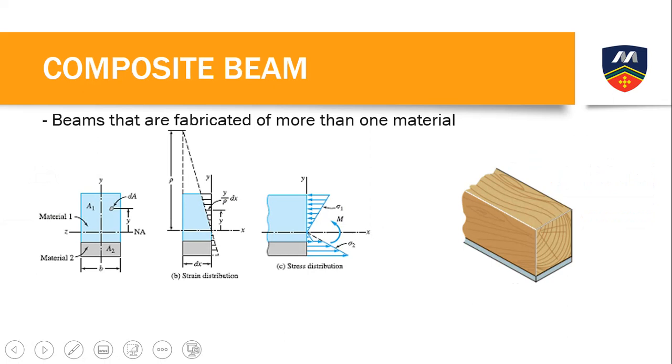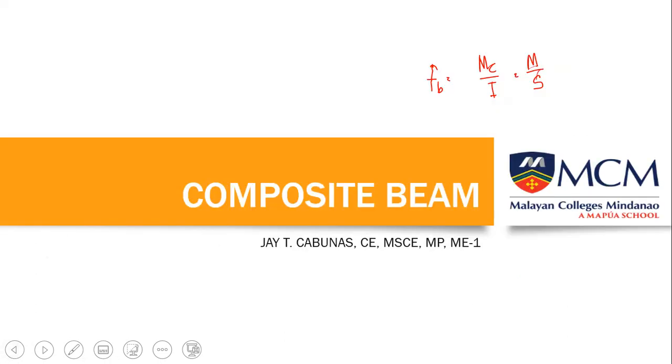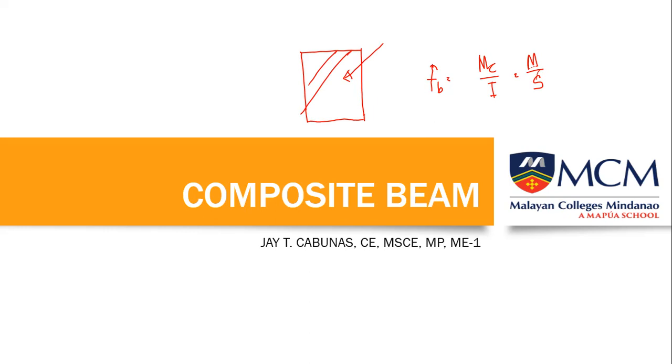Now, so ang akong gi-discuss sa inyo is more on prismatic beam or homogeneous beam. When we say homogeneous beam, we have one material lang. So pag concrete lang ato ang beam, so entire beam kay concrete. Or pag steel lang ato ang beam, so therefore the entire material is steel. Okay? So that is a homogeneous beam.